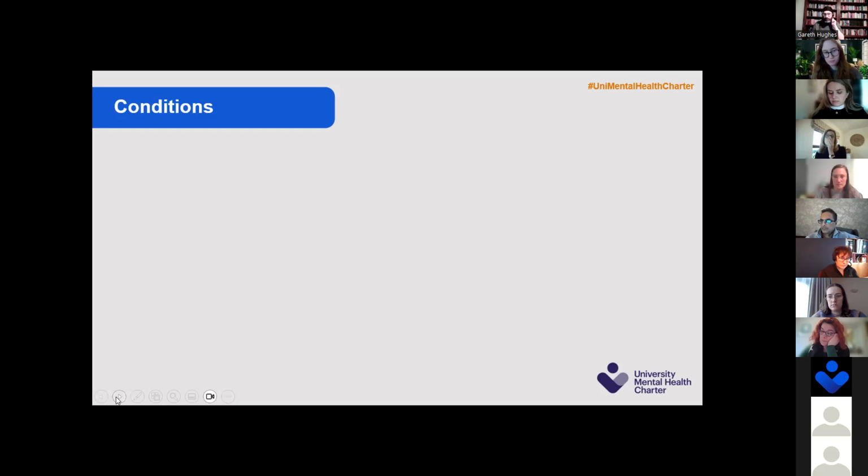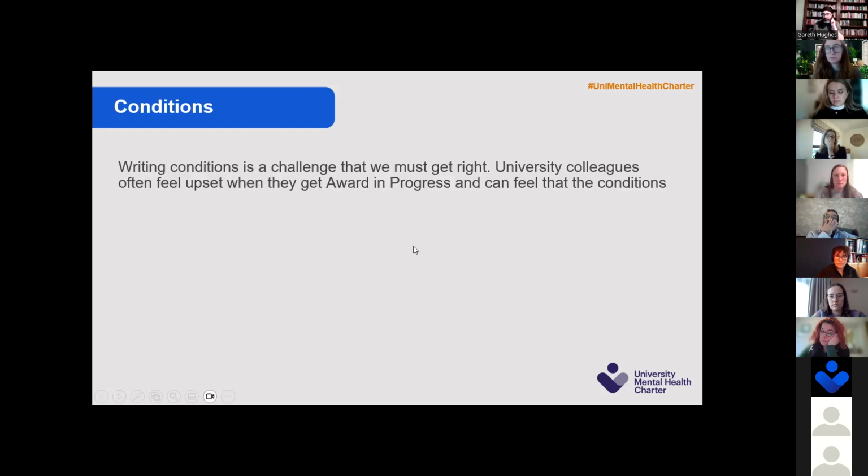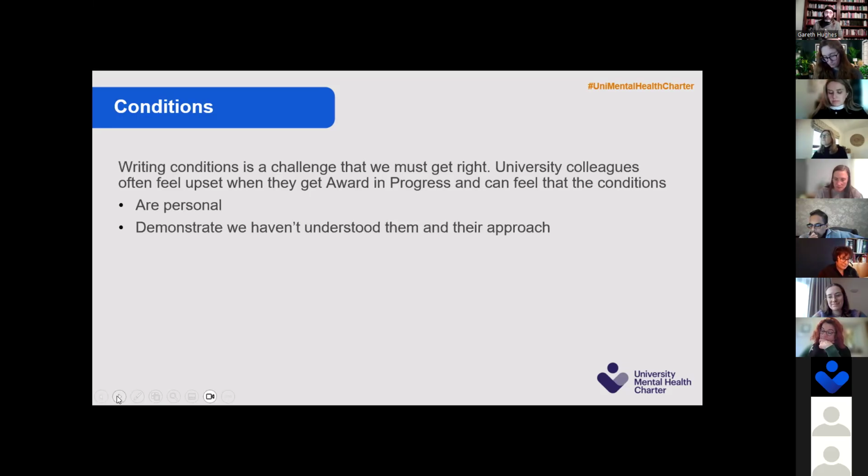Just think about the conditions bit of all of this as well. And as I say, it's a bit of a challenge, getting it right, because we have had experience of university colleagues getting upset when they get an award in progress. They can feel the conditions very personally, like it's a personal criticism of them, or that we haven't understood their approach because we haven't put into the award report why we're making that judgment.